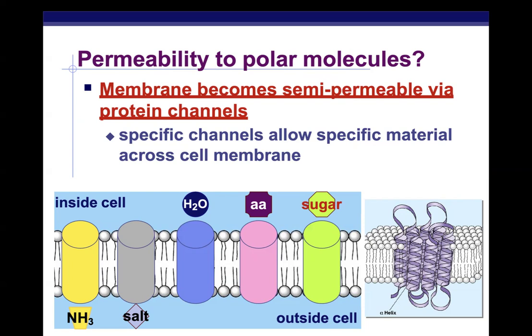And these channels are usually very specific to the substances that they're allowing to cross. So there might be a glucose channel, and there might be a water channel, and there might be a channel for amino acids, and all of them are different to only let certain things through one specific channel. Here is a picture on the right of what that protein channel might look like a little bit more realistically than these other models here on the left.